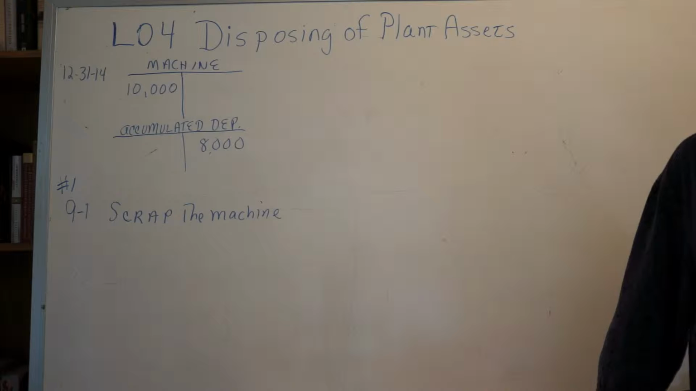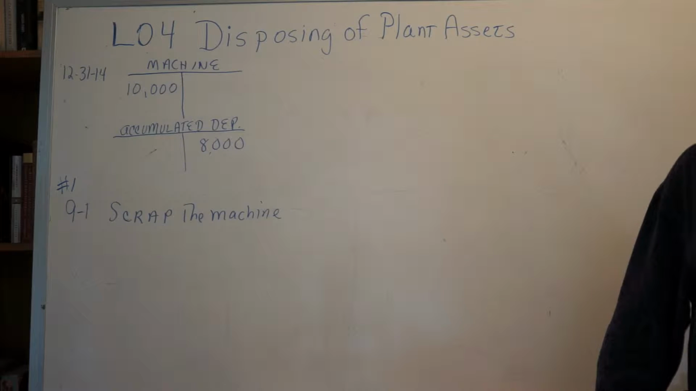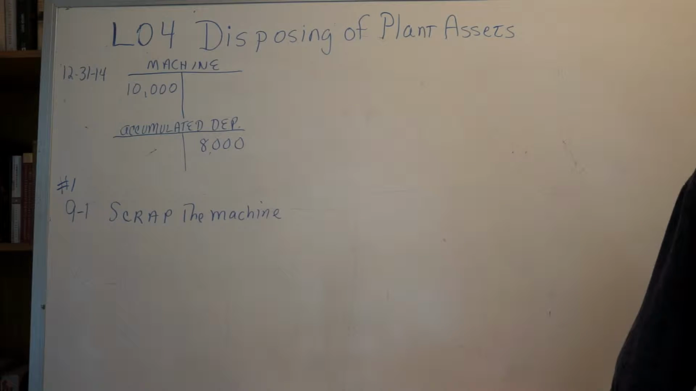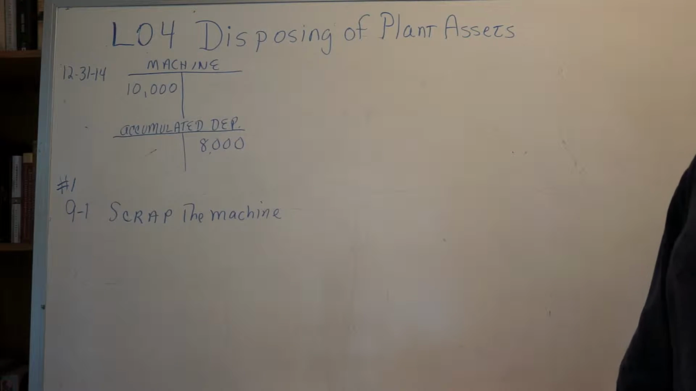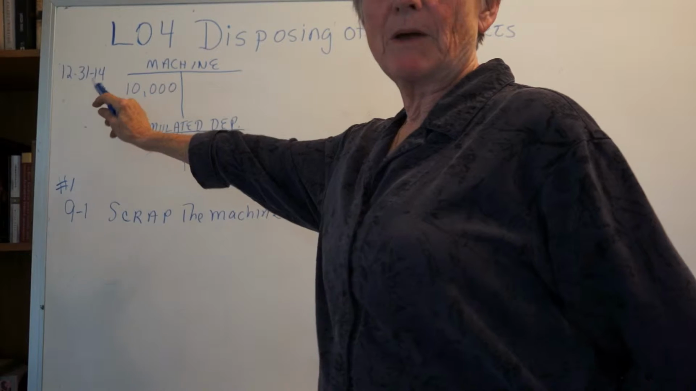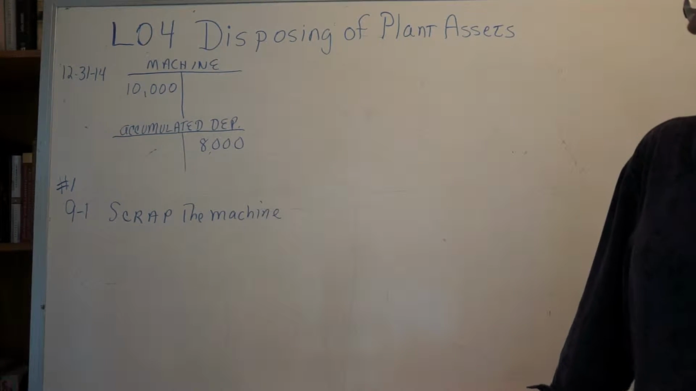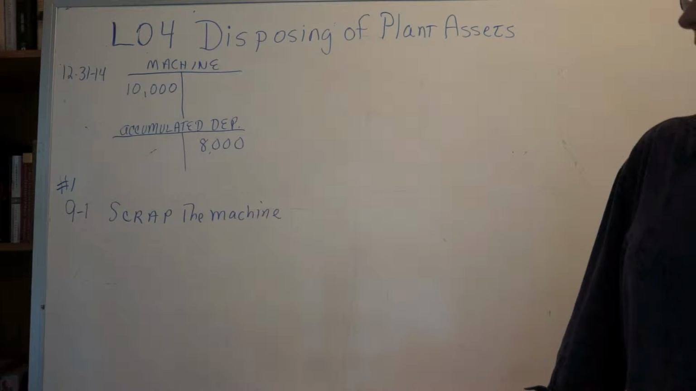This means we just stop using it, we're going to get rid of it, we're not selling it for anything, we're just getting it off our books and scrapping it. We don't get anything for it when we sell it. So what do we do? First of all, we give you the information that as of the last balance sheet date, the machine was on the books for $10,000 with accumulated depreciation at that point of $8,000.